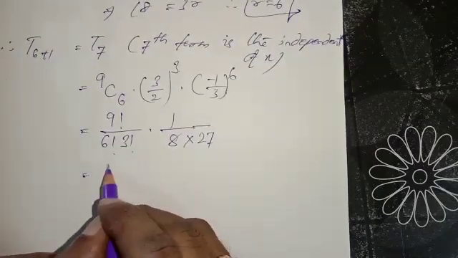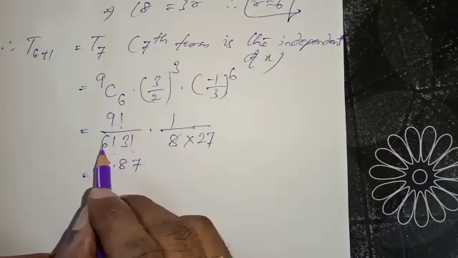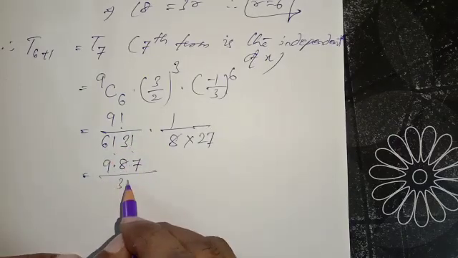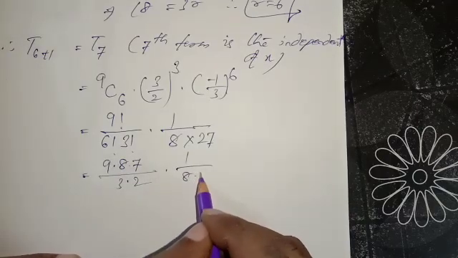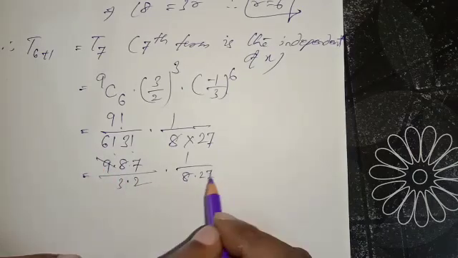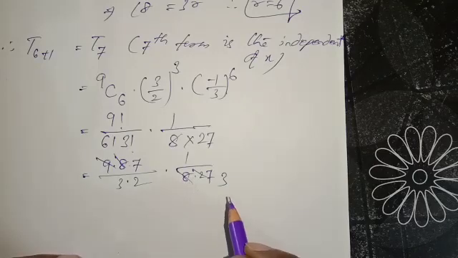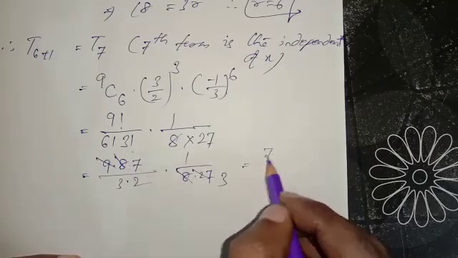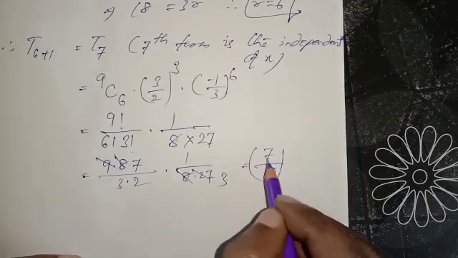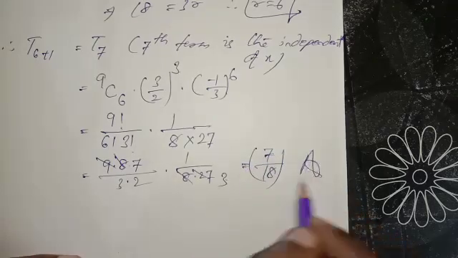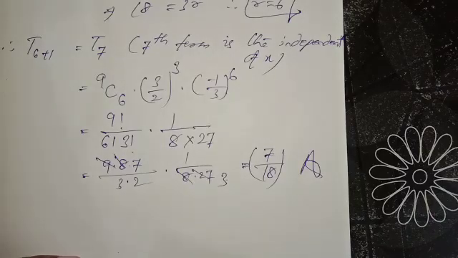Next, 9 factorial we can write as 9 into 8 into 7 into 6 factorial, and the 6 factorial cancels out. 3 factorial means 3 into 2 into 1, over 8 into 27. The 8 cancels out. After that, what is left? 7 by 18 is the answer. This term is 7/18, where x is not present. Okay, let us go to the next sum.